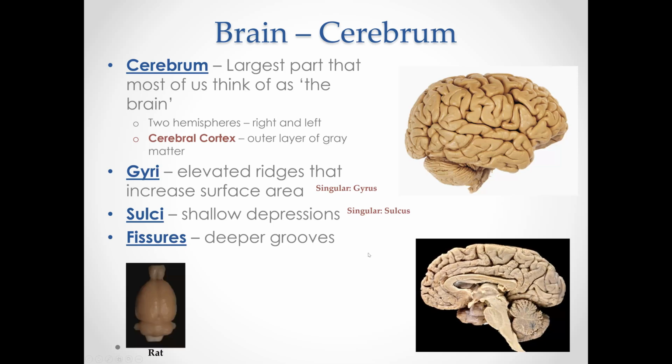And I mentioned earlier that the amount of wrinkling, so the amount of gyri and sulci a brain has, correlates with the amount of cerebral cortex it has, which correlates to the amount of neurons it has, which correlates to the amount of processing power the brain has. So to give you an example, this is a brain from a rat. And you can see that its cerebrum is very smooth. You don't see any gyri or sulci, so it doesn't have the extended surface area that the human brain has.